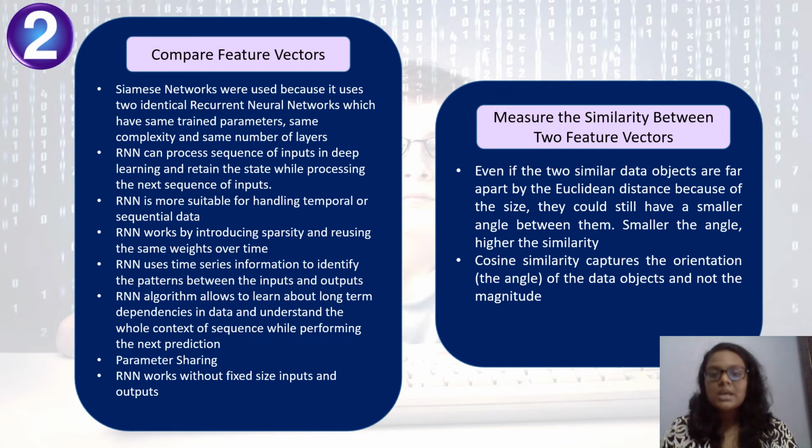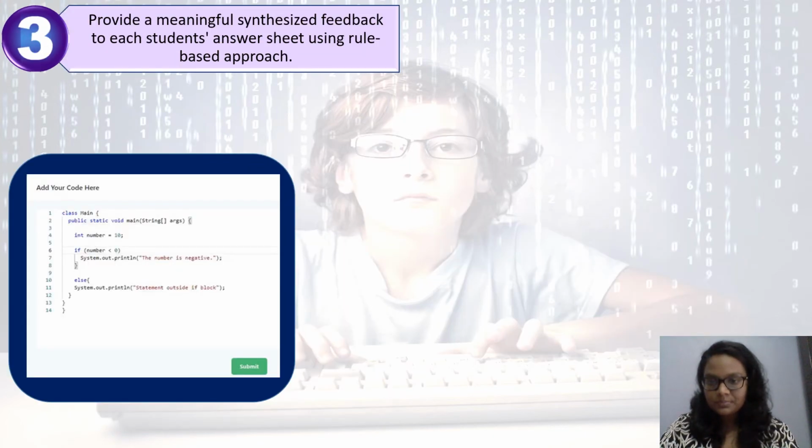Why? Because cosine similarity measures the angle between the two objects rather than the Euclidean distance. If you compare the angle and the Euclidean distance, the smaller the angle, the higher the similarity. So it's more accurate to consider the angle rather than the magnitude in distance. So that is why we use cosine similarity.